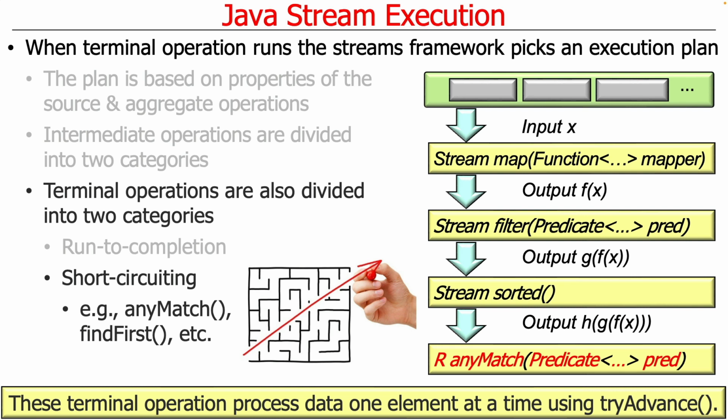There are also short-circuiting operations like anyMatch, findFirst, and so on. And the idea of those is that as soon as they meet or fail to meet their predicate, they bail out. So if you're doing anyMatch, as soon as you find a match, you bail out. For findFirst, as soon as you find one, you bail out. For noneMatch, if you find something that matches, then you bail out, and so on and so forth. So these terminal operations, because they may need to bail out as soon as they find something that doesn't match or does match what they're looking for, advance one element at a time using tryAdvance.